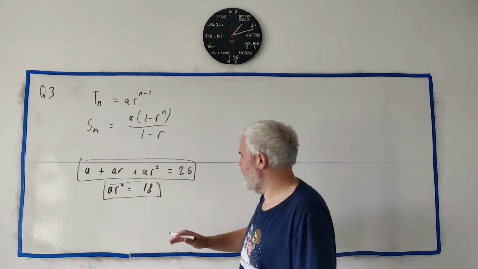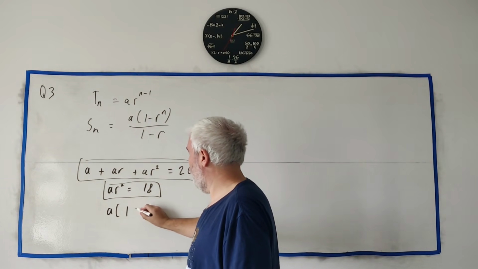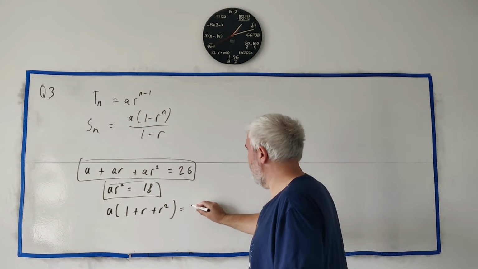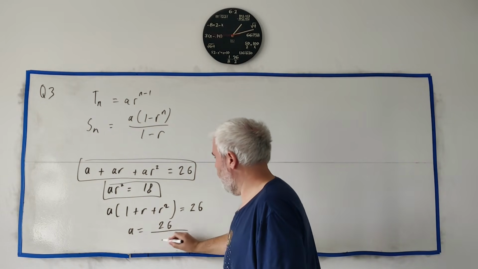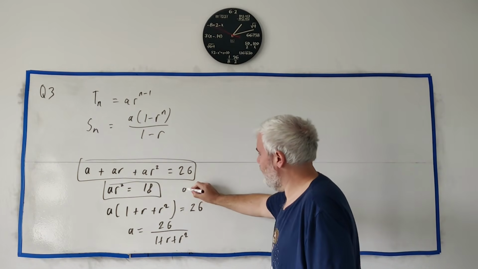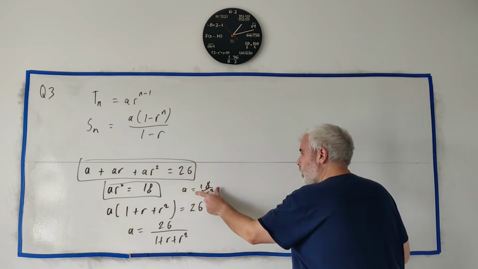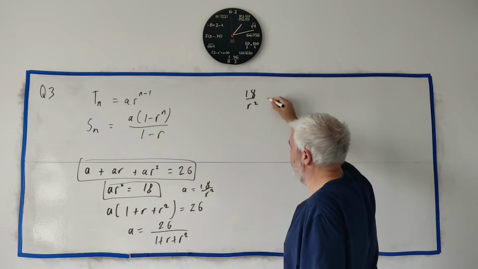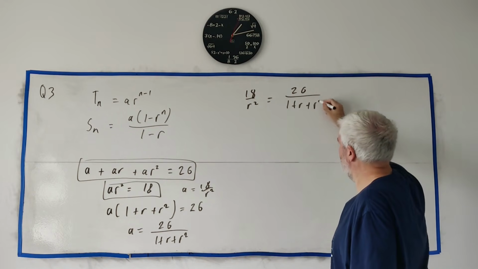Now we combine this just like we did previously. I'll rewrite this one here as A multiplied by 1 plus r plus r squared is equal to 26. So we can rewrite that as A is equal to 26 over 1 plus r plus r squared. And just like previously, this one could be rewritten as A is equal to 18 over r squared. We're going to put these two together. Let me write them out first actually. 18 over r squared is equal to 26 over 1 plus r plus r squared.